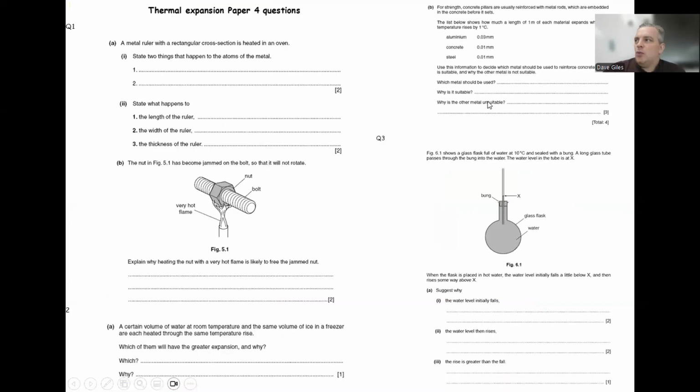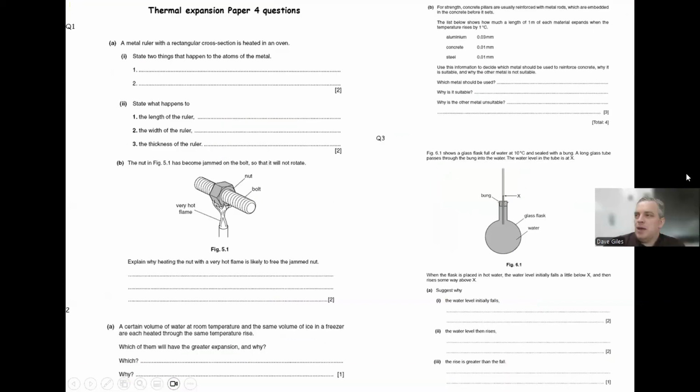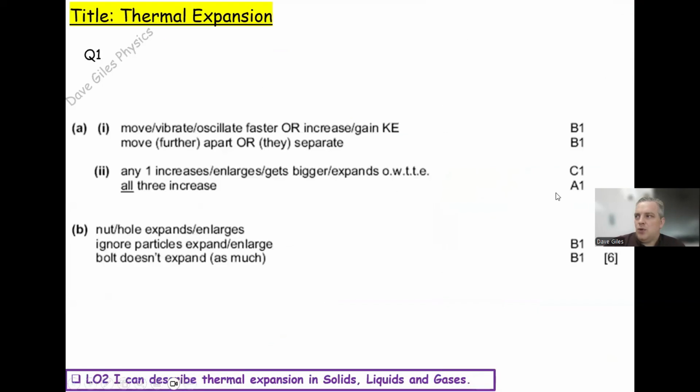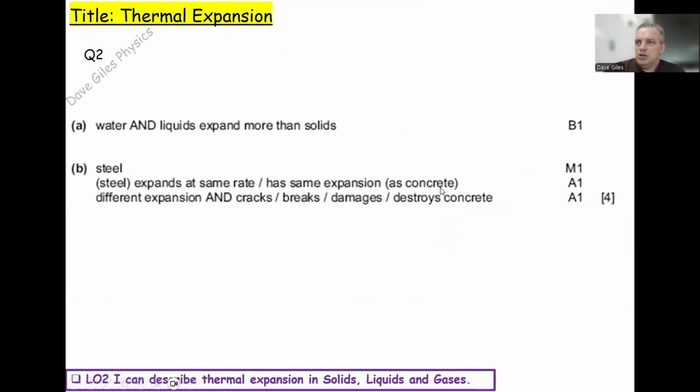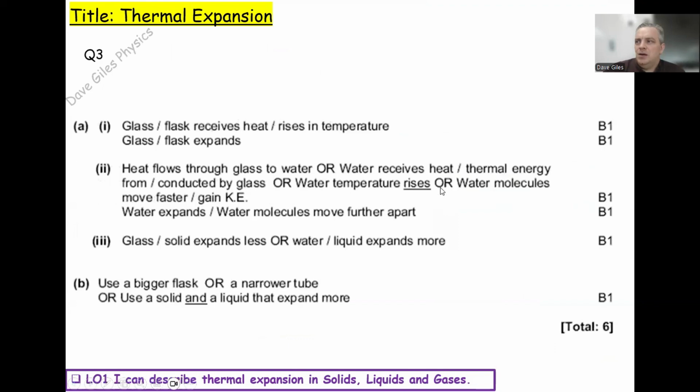I've now got some full past paper exam questions from paper 4. I'll let you pause it, then I'll put the answers on the screen. Yeah, there's the answers to question 1. Question 2, and question 3.